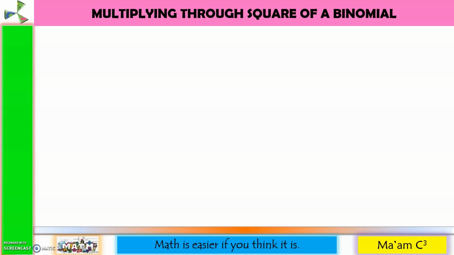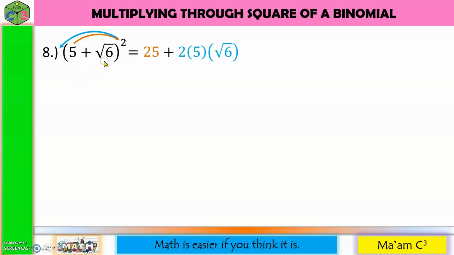This time, we are going to multiply through a square of a binomial. Let us recall the steps here. First step, we square the first term, and 5 squared is equal to 25. Next, we copy the sign of the middle term. Next, we bring down 2 and multiply it with our first and second term. So this will be 2 times 5 times square root of 6.